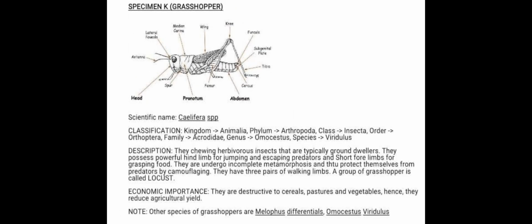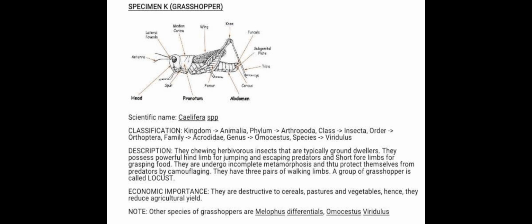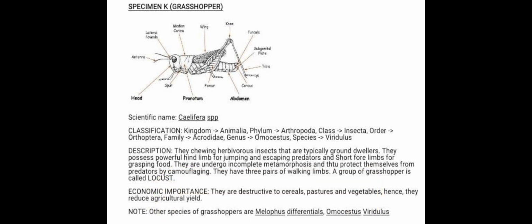So we'll move on to specimen J, which is a grasshopper. It's a very familiar pest. The scientific name for the grasshopper is Caliphera spp. So we'll move on to the description. They are chewing herbivorous insects and they are typically ground dwellers, in the sense that you always find grasshoppers on the ground in farmland. You won't find them on the trees.